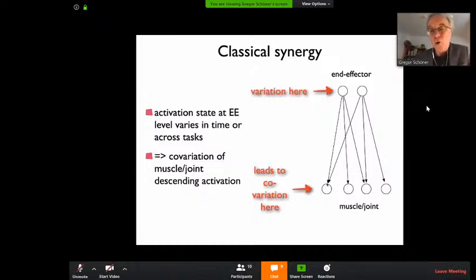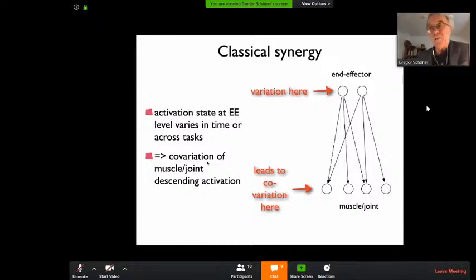Then there should be covariation here at this level that reflects that variation. Covariation meaning that this variation is constrained by this neural network to reflect just the dimensionality of the change here and not the dimensionality of the change there. And that kind of dimensionality reduction is then a signature of covariation. And as many of you know, there's a lot of evidence for that.